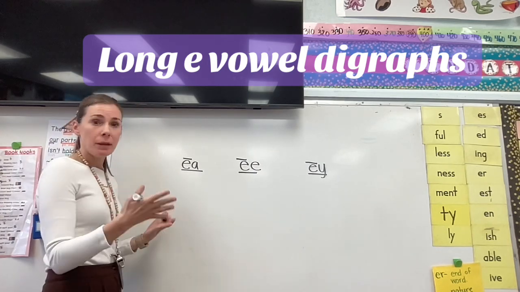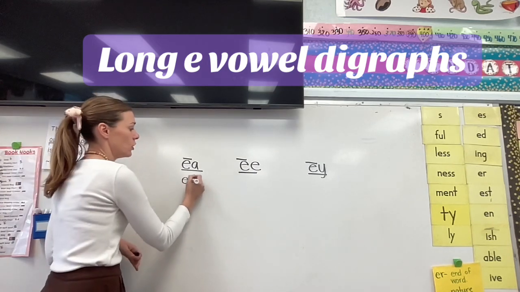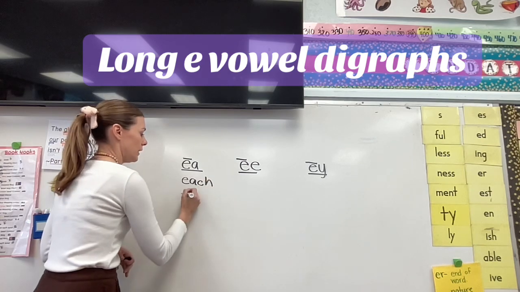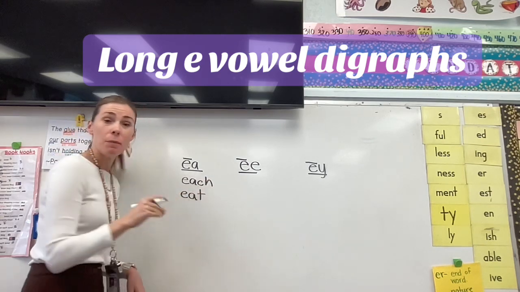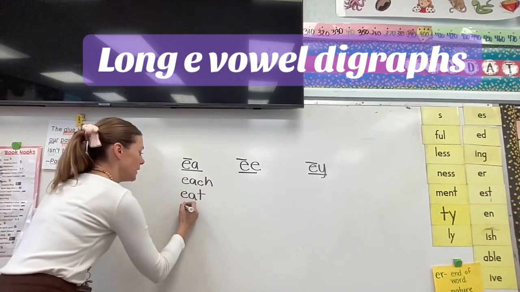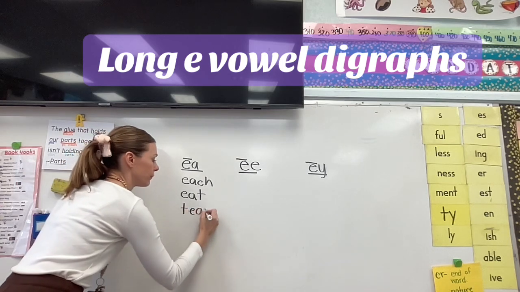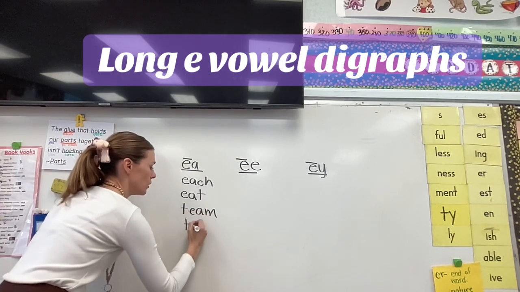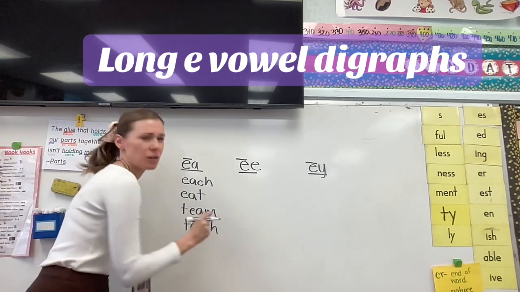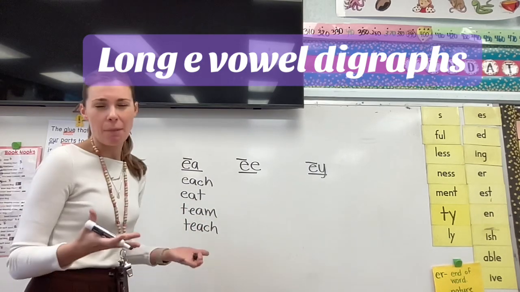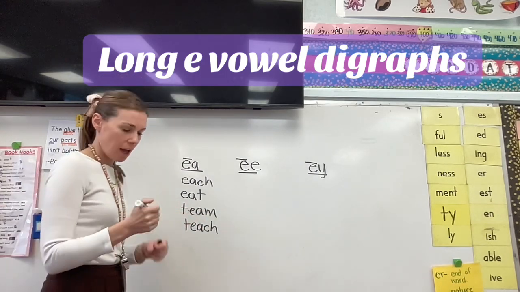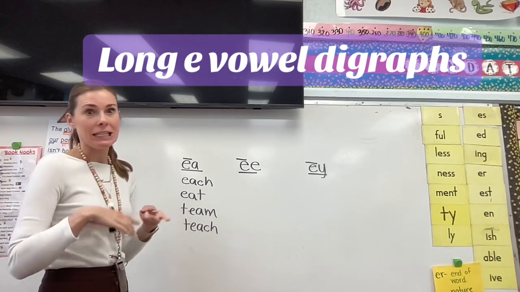EA can be found in the beginning of words like in each or eat. It can also be found in the middle of words like in team and teach. It can be found at the end of words, but it's very uncommon. It happens, but it's not like it usually happens, in a lot of homophones like T and C and stuff like that.